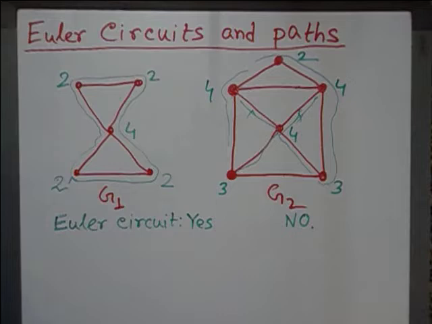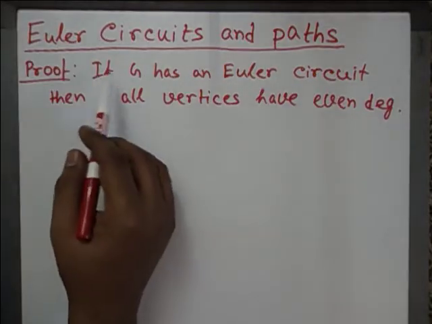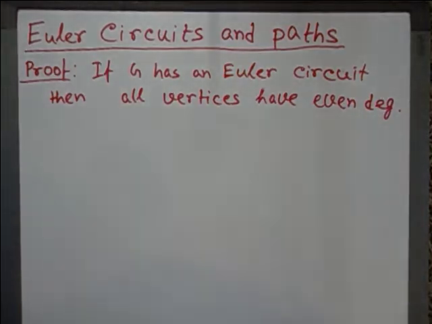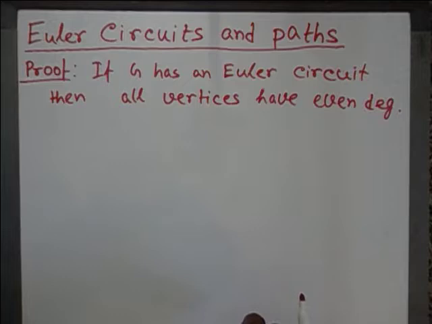So let's try to prove this theorem mathematically. This theorem has an if and only if statement. So there is an if part, there is an only if part. So let's do one part first. If G has an Euler circuit, then all vertices have even degree. How do we prove that? I'll just show you the simple construction.